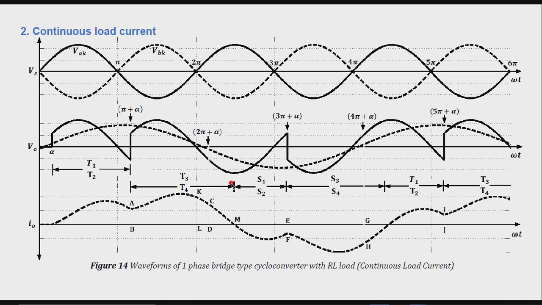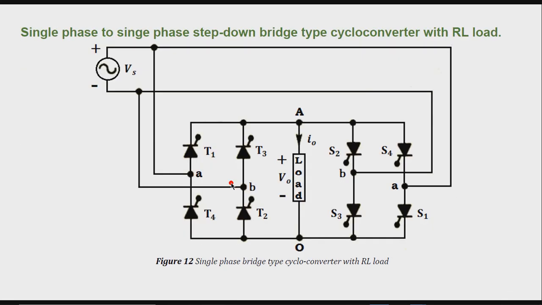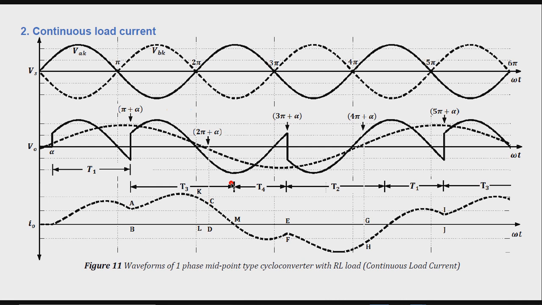It is seen from the waveforms of the midpoint and bridge type cycloconverters, this being the waveform of the bridge type cycloconverter, that the shapes of the waveforms are the same for each case, but the number of conducting thyristors differs. In the midpoint type cycloconverter, only one thyristor conducts at a time. For example, T1 is conducting here and T3 is conducting here.